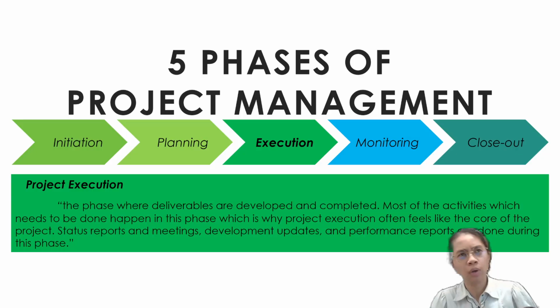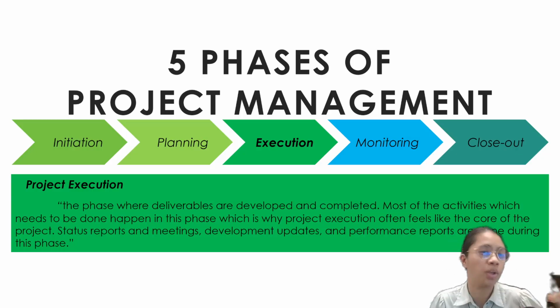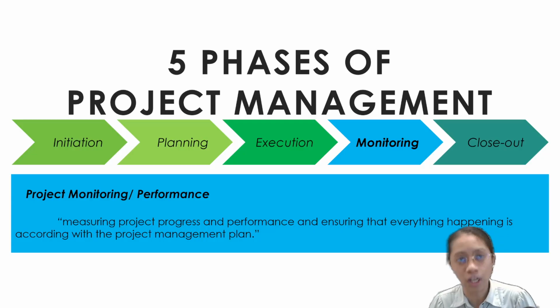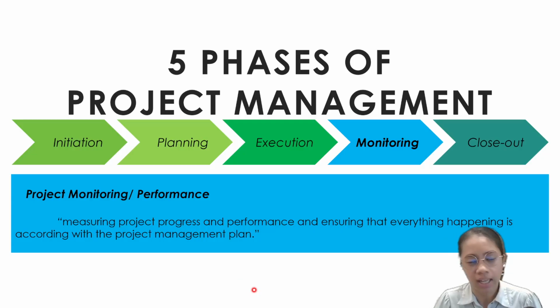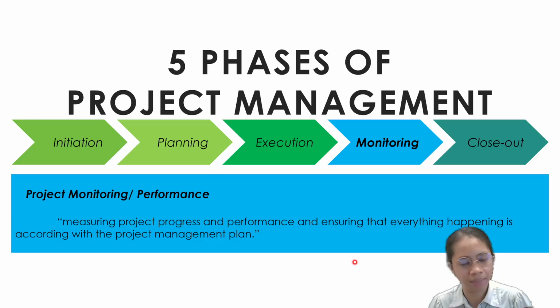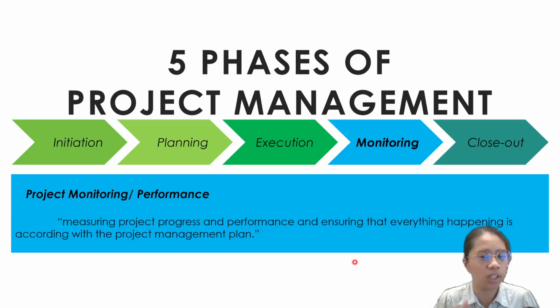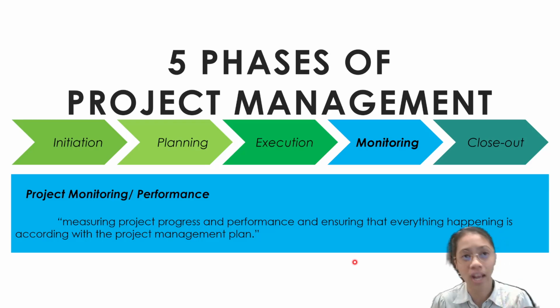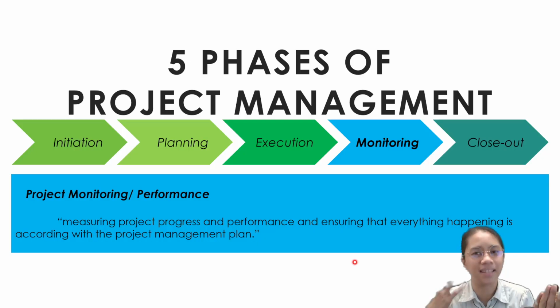Next, once execution or ongoing construction is happening, alongside it is monitoring. The meaning of it is measuring the project progress and performance and ensuring that everything happening is in accordance with the project management plan. So for you to easily understand what monitoring is as part of the phases of project management, it is checking if everything on plan is happening in actual. We need to check if what is planned is happening in the execution phase.